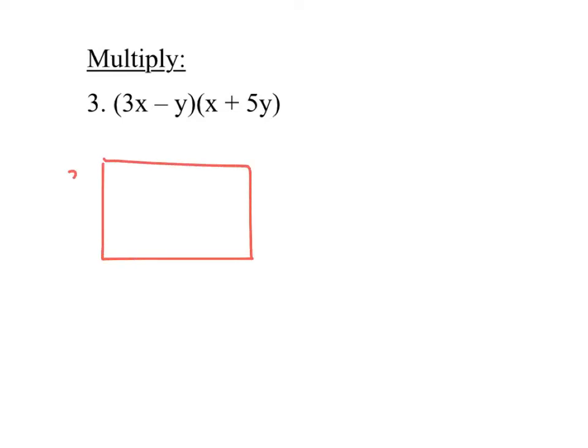With the box method, put the first polynomial on one side and the second polynomial on the top. Now, you can choose which one goes on which side, it doesn't really matter, but just make sure you're setting it up correctly. Alright, so the first thing you're going to do is multiply these two, and you'll end up getting 3x squared.